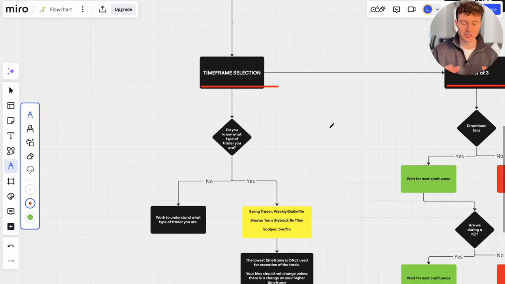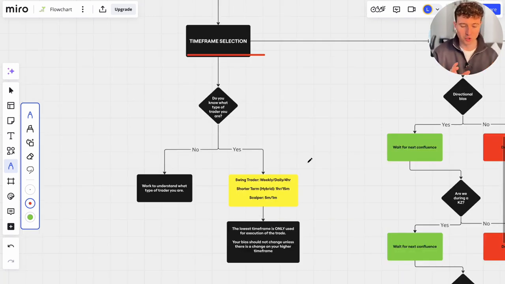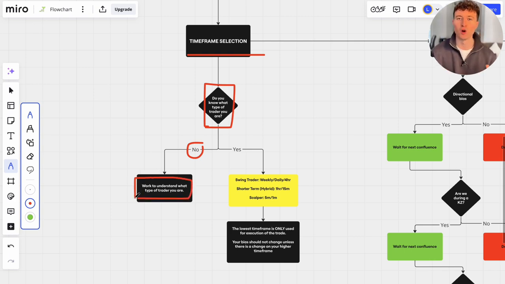The most important is step number 1, which is time frame selection. The first thing that you need to ask yourself is, do you know what type of trader you are? If the answer is no, then you simply need to work to understand what type of trader you are. At the end of the day, I can't tell you what type of trader you should be. However, when I first started trading over 7 years ago, I thought that I wanted to become a swing trader. However, what I quickly realized is I simply didn't have the patience for swing trading.